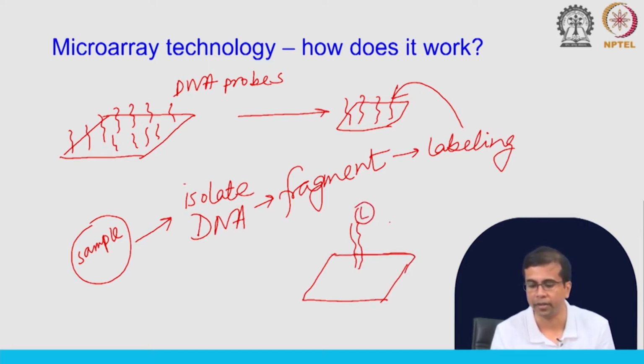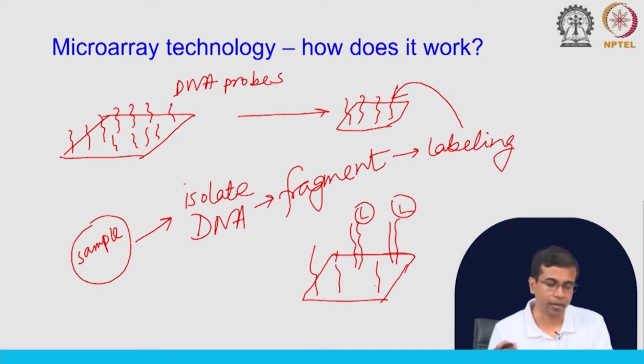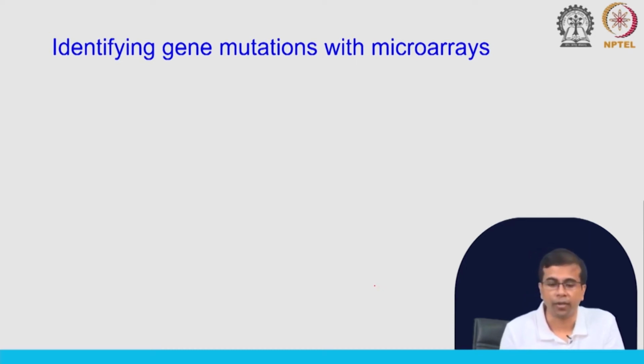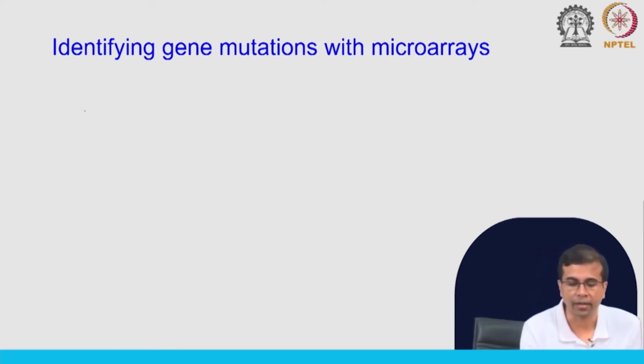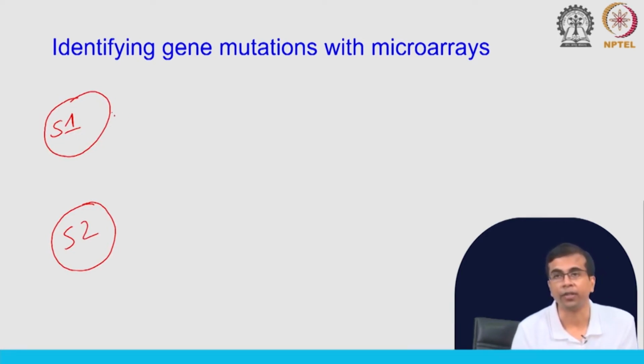So, these labels can then be read by a detector. Okay. So, there is a detector that will actually read these labels and will identify the signal. Okay. So, how do you actually then use this method to identify mutations? Let us imagine these two samples. So, you have sample 1 and you have sample 2, and you want to identify which sample contains some mutations in the DNA. Okay.